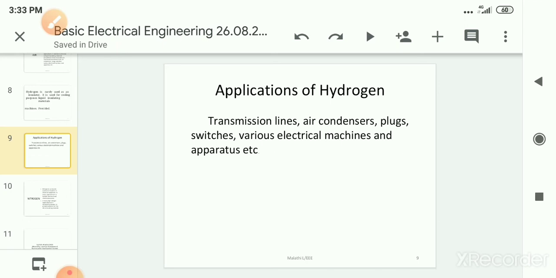So this hydrogen is used in high speed electrical rotating machines, as well as for cooling purposes in electrical machines also. And sometimes it is used as fuel also. And it is used in the manufacture of fertilizers. Different types of applications.